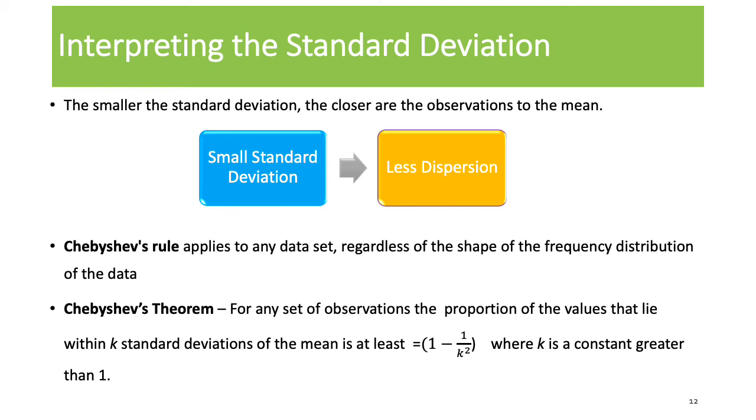Chebyshev's theorem states that for any set of observations, the proportion of values that lie within k standard deviations of the mean is at least 1 minus 1 over k squared. And that, in fact, is going to be in percentage terms. And this is where k is a constant greater than 1. We can't use a k of 1 with Chebyshev's theorem, because you'll notice that the equation just disappears.